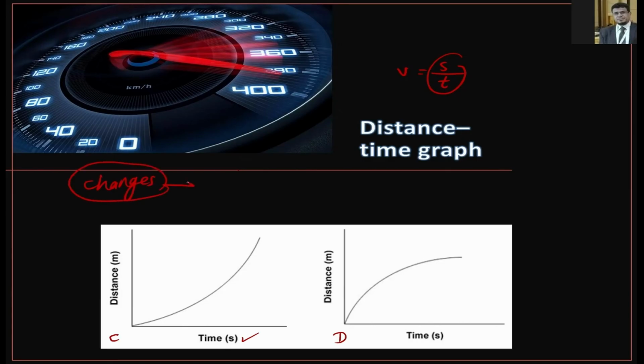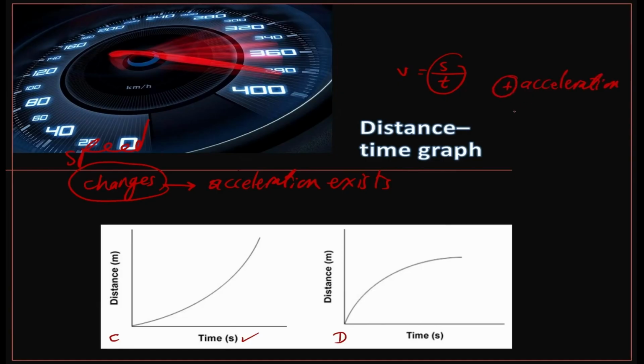What does this remind you of? This reminds you that when the speed changes, acceleration exists. So we have acceleration here. As we remember, the acceleration can be either positive acceleration, when the speed increases, or negative acceleration, when the speed decreases, and this is called deceleration.